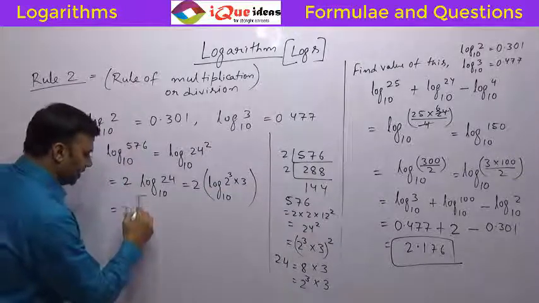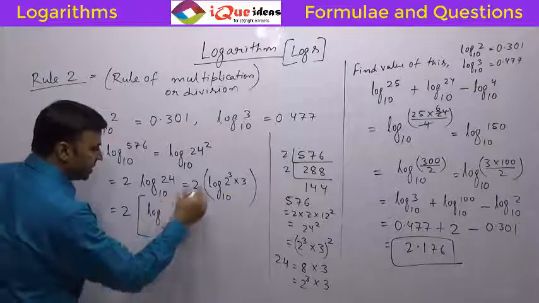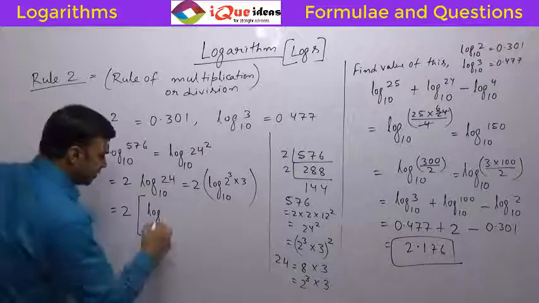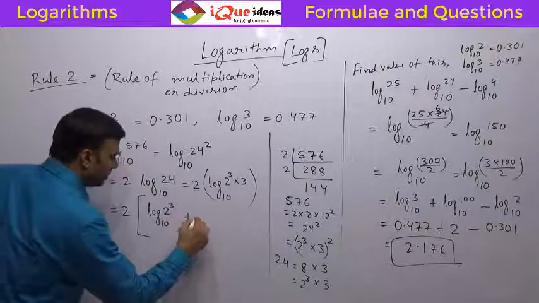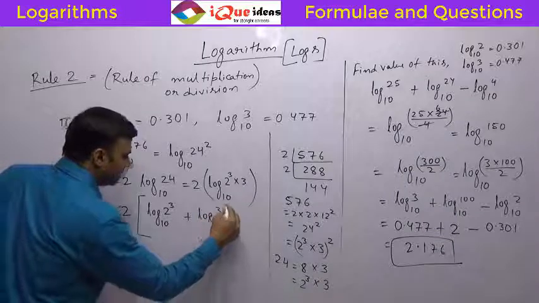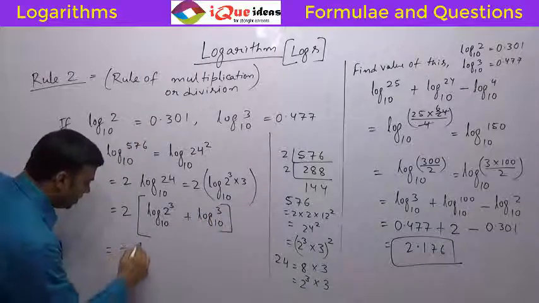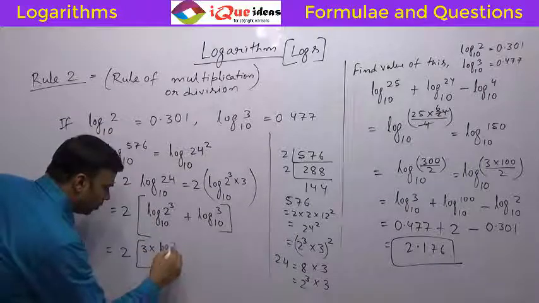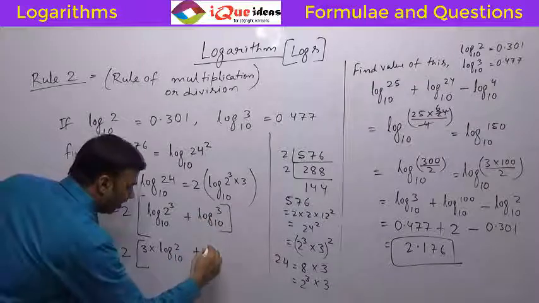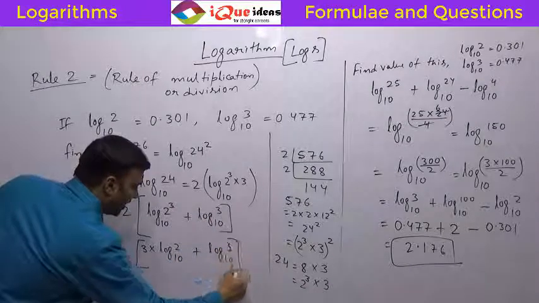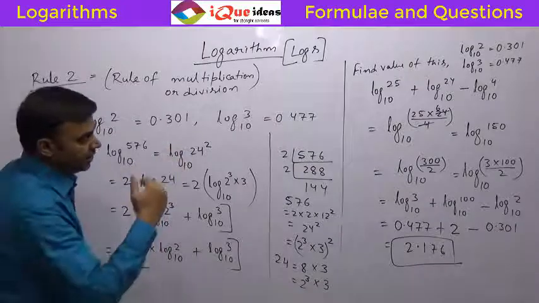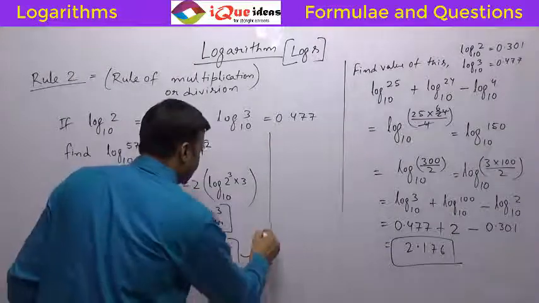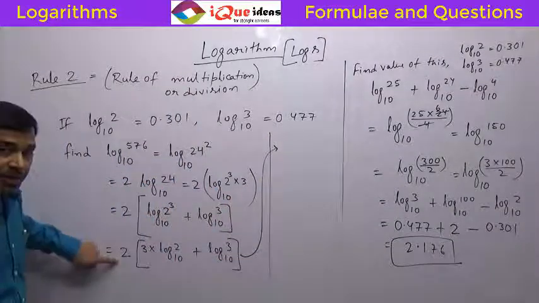Now this 2 is completely outside, and inside we have log of 2 cube into 3. Whenever there is a multiplication, logs can be separated with a plus sign. So log 2 cube to the base 10 plus log 3 to the base 10. Alright. So we have 2 into, and from here only the 3 comes outside. So it is 3 into log 2 to the base 10 plus log 3 to the base 10. Now whatever values are given, you can use them here. So this expression comes here, and this 2 is completely outside, as you can see.